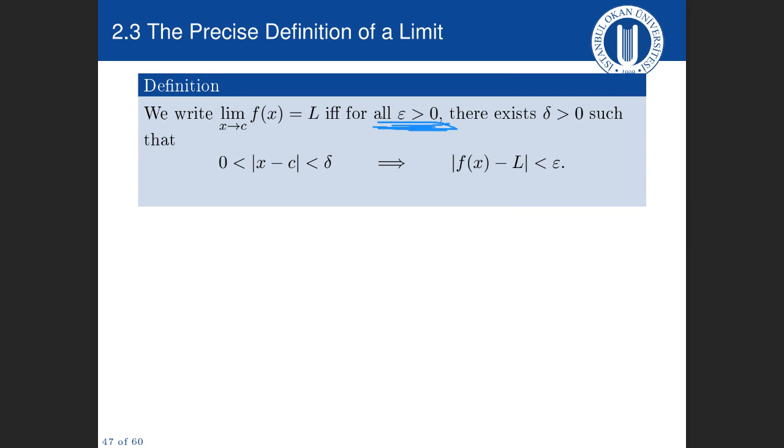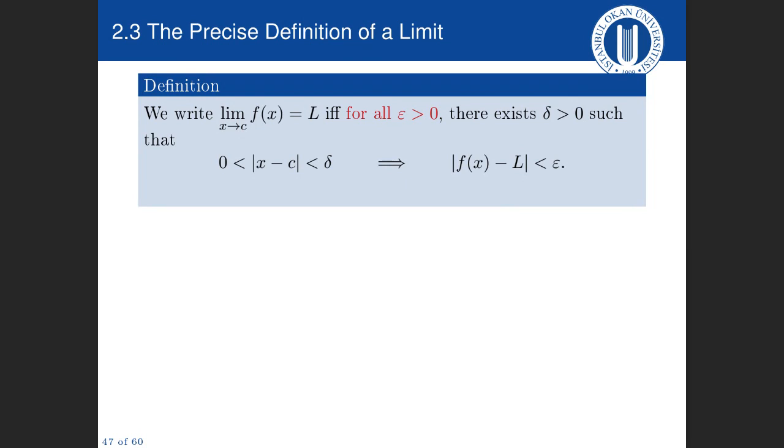And this concept is what some people say is the hardest idea in Calculus 1. So don't worry if you don't get it straight away. Let's go through the important parts of this definition.